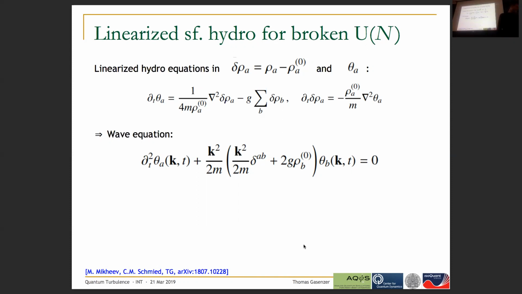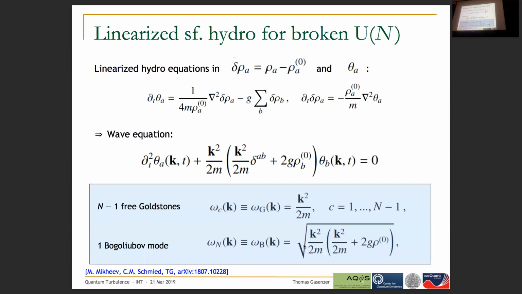Exactly. So what I get after I diagonalize this system of coupled equations is, apart from this one Bogoliubov mode in the total density and total phase, a set of n-1 free modes, Goldstone modes, which describe essentially the relative phase fluctuations between all these different condensates. So note that my overall state around which I expand is very simple, namely it has the same density in all components.